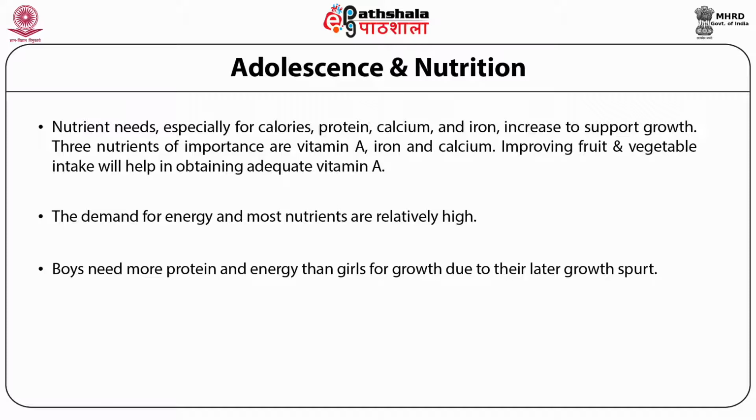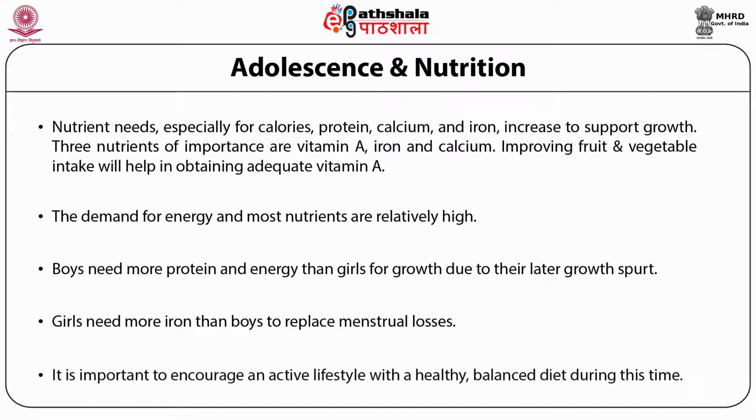So they need more protein. Girls need more iron than boys to replace the menstrual losses. Girls need about 15 milligrams and boys need about 12 milligrams of iron during the adolescent stage.